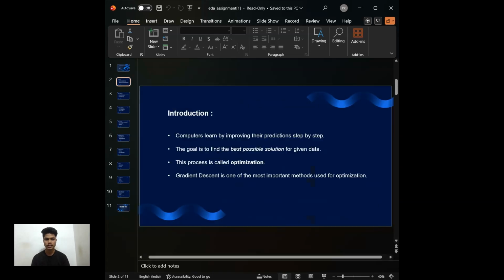So the introduction is that computers learn by improving their predictions step by step. The main goal of this process is to find the best possible solution for the given data. This process is called optimization, basically making something as perfect as possible. One of the most important methods used for optimization in machine learning is gradient descent. You can think of it as the learning engine of a computer.